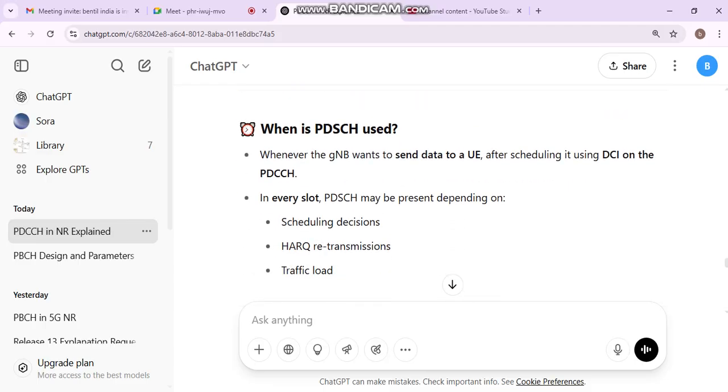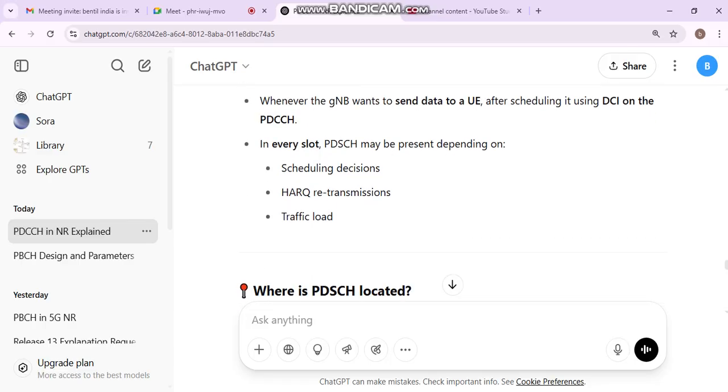When is PDSCH used? Whenever the gNodeB wants to send data to a UE after scheduling it using DCI, downlink control information, on the PDCCH. That is where PDSCH is used.